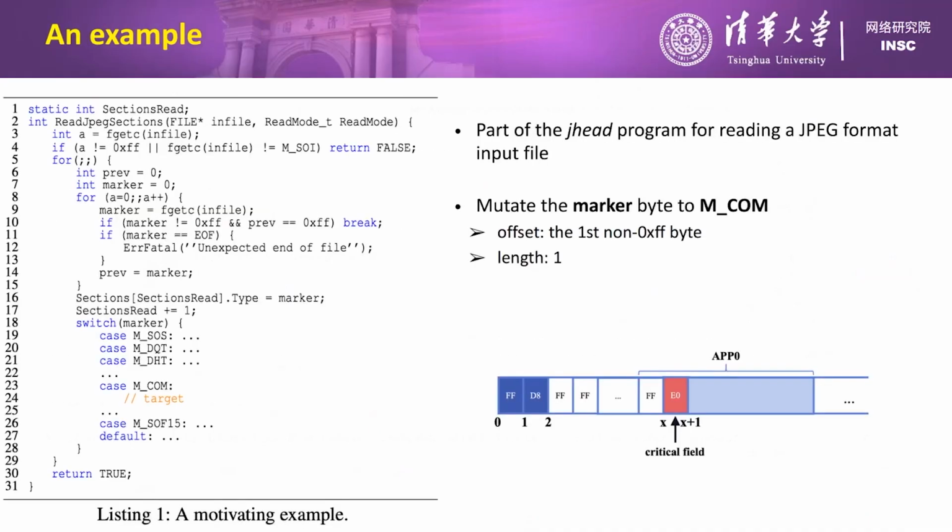We use an example to show our basic idea. This real-world example is part of the JHead program for reading a JPEG format input file. The vulnerability is located at line 24, and we need to mutate the marker byte to M_COM in order to reach the target. And the marker byte is the first non-padding byte with length 1. As we can see in this example, due to the nested loops and the padding bytes here, neither symbolic execution nor taint analysis is effective.